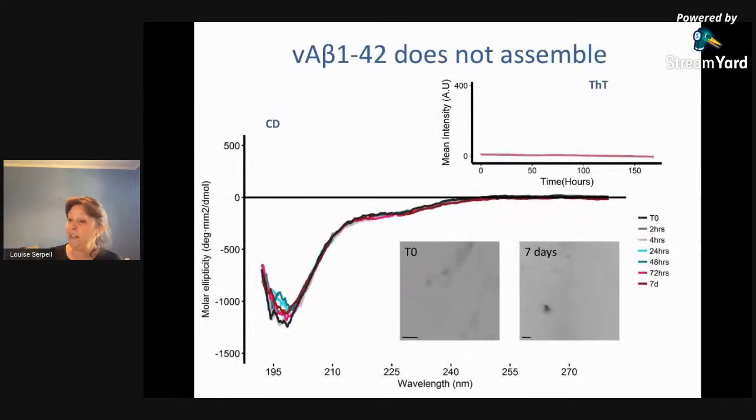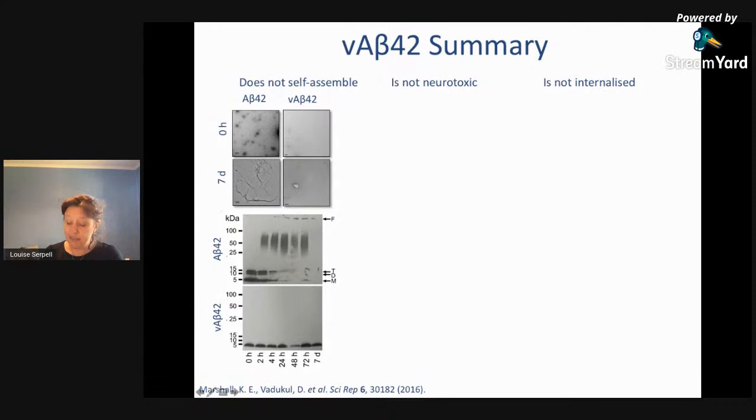So when we do exactly the same experiments with variant A beta 1 to 42, it doesn't assemble at all. The thioflavin T is completely flat, so there's no fluorescence. The peptide remains completely random coil by CD, and by electron microscopy, we don't see any fibrils at all. So we've successfully made a potential control for amyloid beta. So this is a summary of that data.